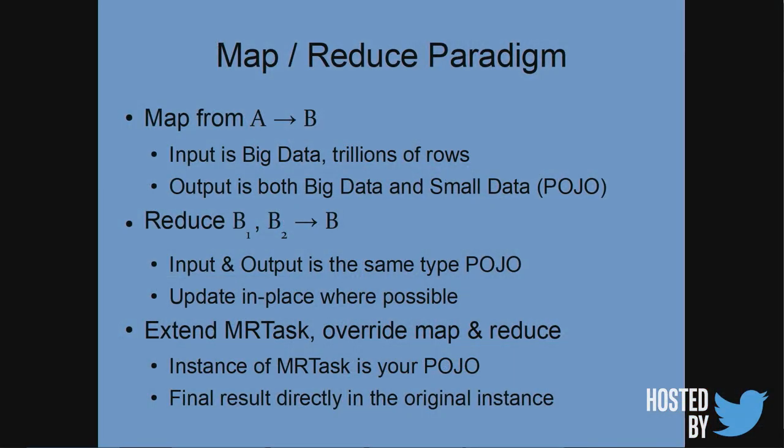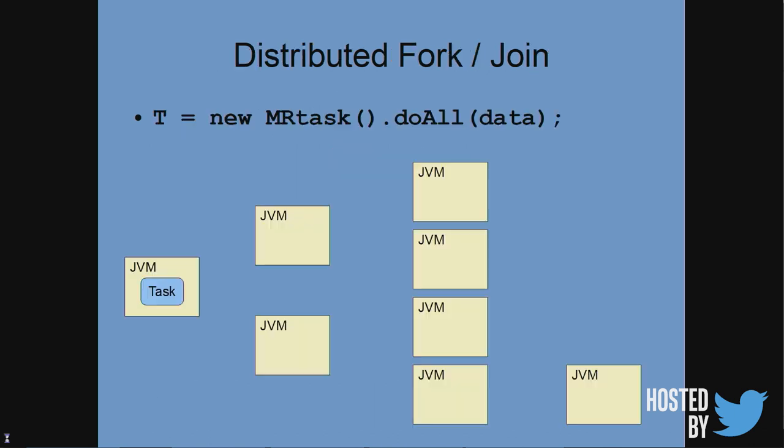So the basic coding style, you extend an instance of MRTask, MapReduce task, which is internally called MRTask. And you override map or reduce or neither or both or whatever. And you say, you know, dot doAll and go. And it does what it's going to do. And you get your results back in your original instance.